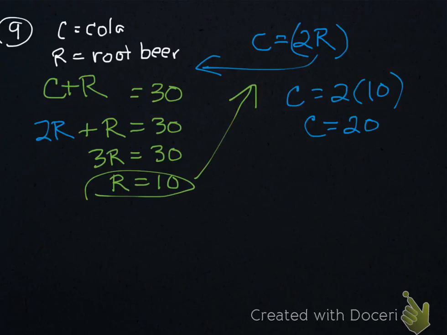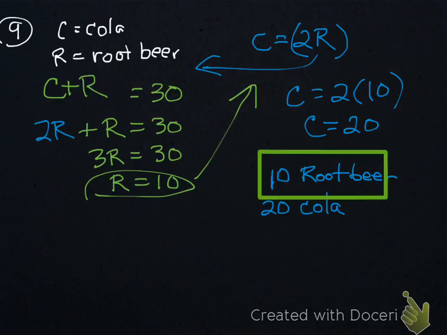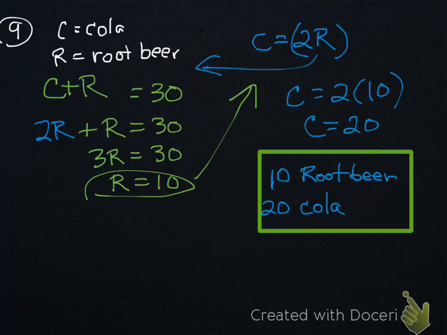Unlike the problems where we didn't have any words, it was just x, y, and z, where we'd always put it as a coordinate, since we know what they are here, we need to write it down. So I have 10 root beer and I have 20 cola. Always, always, always label your answers when you're dealing with word problems.